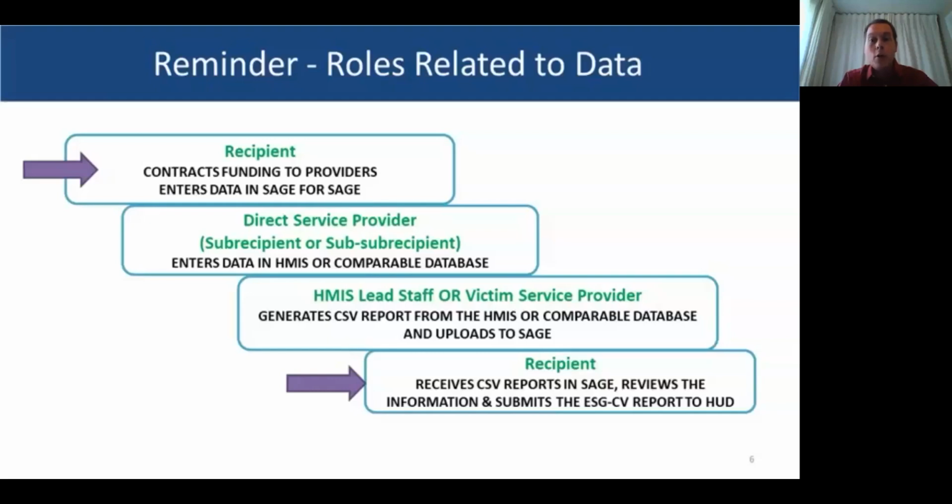Great question, Betty. So victim service providers, the rules have not changed in relation to HMIS. You will not be entering data into HMIS. You will use a comparable database, and you'll submit a separate CSV for each victim service provider. So that victim service provider data will not get aggregated by the recipient or by anybody for the purposes of reporting or for recipients to report to HUD.